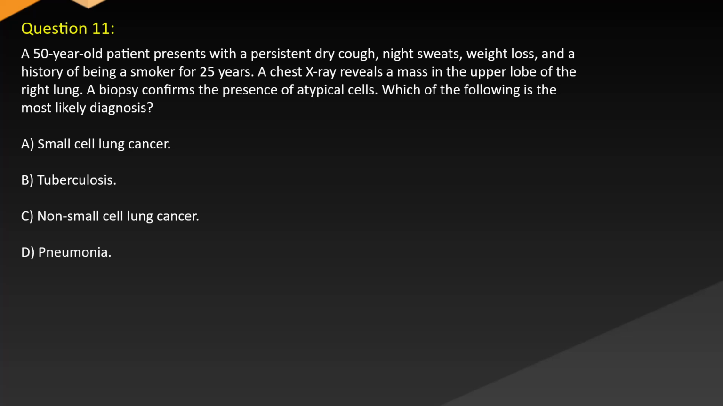Question 11. A 50-year-old patient presents with a persistent dry cough, night sweats, weight loss, and a history of being a smoker for 25 years. A chest X-ray reveals a mass in the upper lobe of the right lung. A biopsy confirms the presence of atypical cells. Which of the following is the most likely diagnosis? A. Small cell lung cancer. B. Tuberculosis. C. Non-small cell lung cancer. D. Pneumonia.